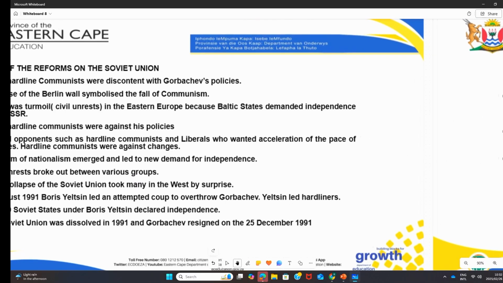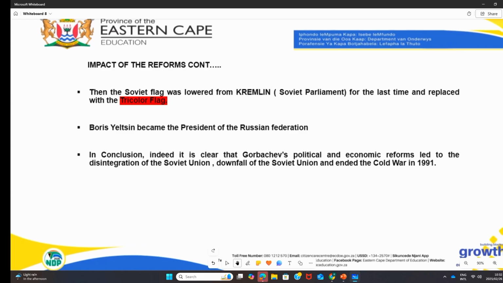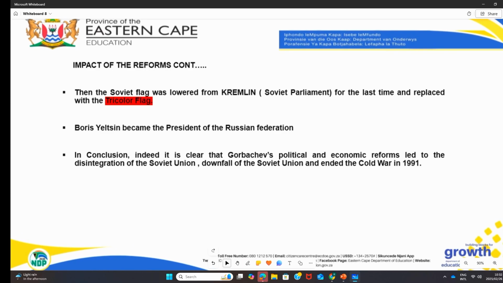In 1990, Soviet states under Boris Yeltsin declared independence. The Soviet Union was now dissolved officially in 1991. And on the 25th of December 1991, Gorbachev resigned. He decided to resign as a leader in Russia. Why? Because the reforms that he made had undesirable results.